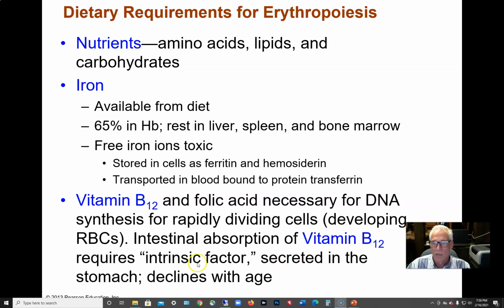Problem is, intrinsic factor secretion declines with age. So geriatric medicine involves a remediation of the problem of not having enough vitamin B12 absorbed into the blood, so that many elderly people don't have enough red blood cells, and we'll be talking about that next.